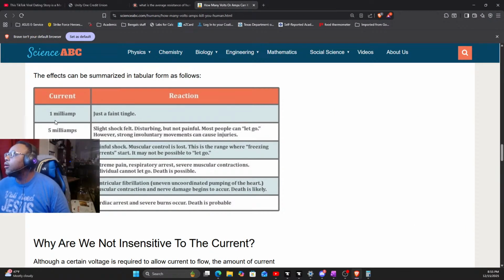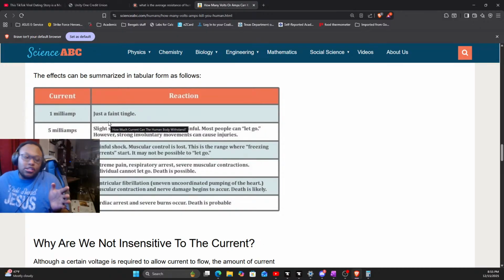This is the chart I was looking for. So at 1 milliamp, that's like when you shock yourself on a door. You know how you walk through the hallway at your house, and then you walk past a piece of metal, and it's like, dang. That's about 1 milliamp. Static electricity, like a static shock.